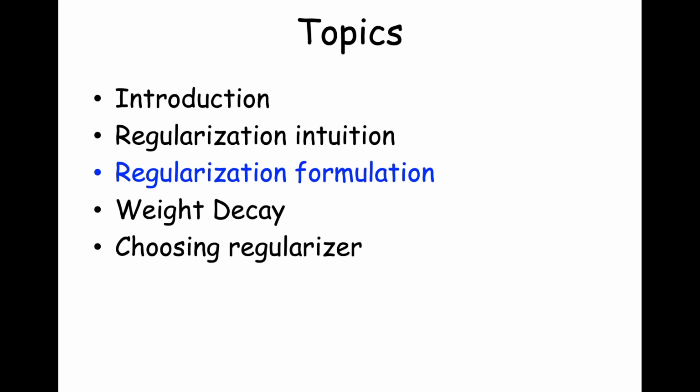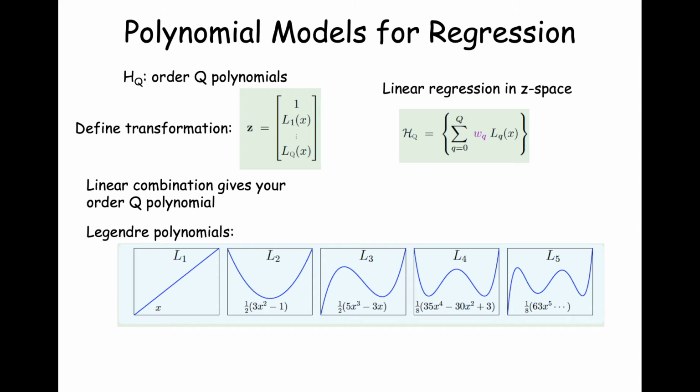So let's take a look at our regularization formulation. In this, we're going to form a complex hypothesis set, which is going to consist of a polynomial of degree q. We're going to achieve this through a transformation to feature space, and our phi function is going to consist of the Legendre polynomials. Here are the first 5 order monomials from the Legendre polynomials.